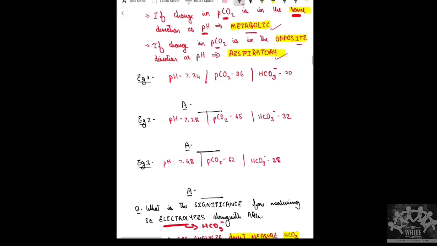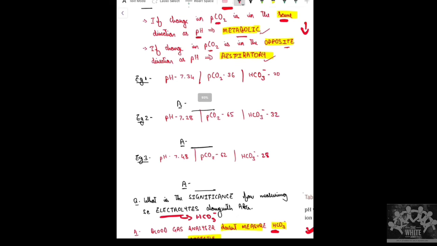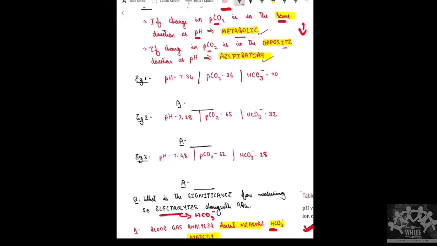So we can take an example. So we have the first example. What is the primary disorder over here? Example 1. pH is 7.34, PCO2 36, HCO3 minus 20.